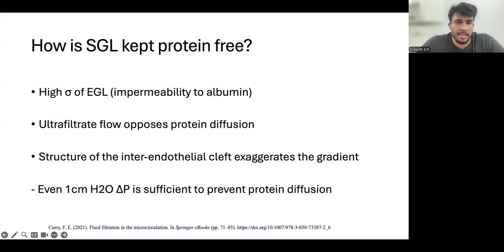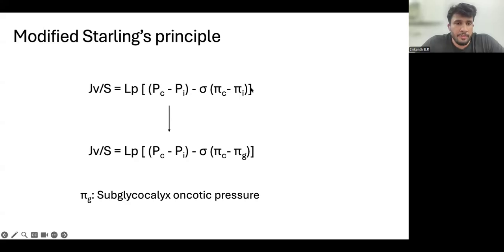Number one, the high reflection coefficient of the endothelial glycocalyx, because it is impermeable to albumin. Two, because the ultrafiltrate flow opposes any protein diffusion, like I showed you. And the structure of the interendothelial cleft, because it is so narrow, it exaggerates the pressure gradient. Even a 1 centimeter water pressure gradient is sufficient to prevent any protein diffusion into the subglycocalyx layer. So this is how the formula changes.